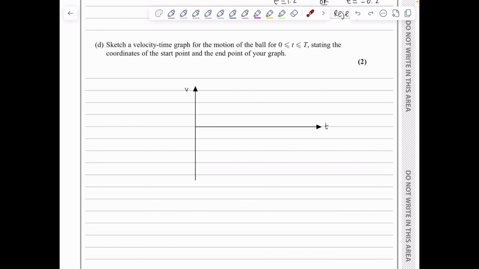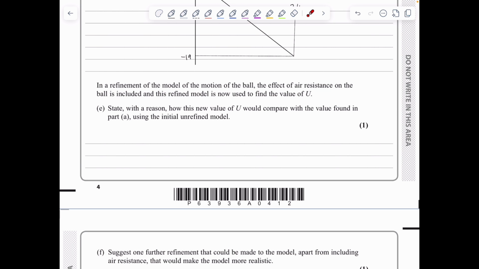So we are expecting a straight line with a negative gradient, so something like this. We know that the initial velocity was 5 meters per second, so the start point is (0, 5), and the whole journey lasted for 2.4 seconds, and at the end of the journey the velocity was -19, so the end point should be (2.4, -19).